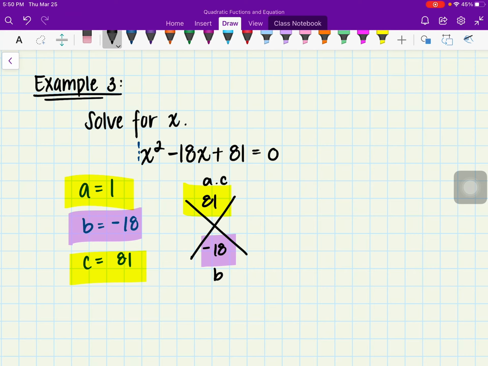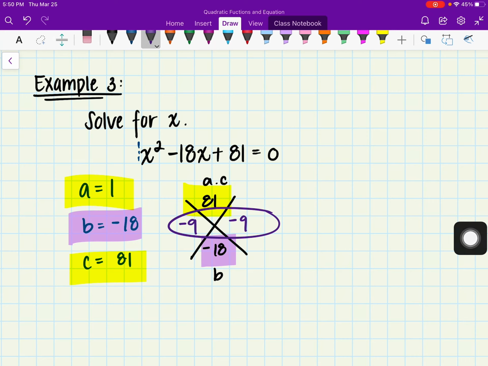So in this case, we're looking for two factors that can multiply to 81 but add up to a negative 18. Those two factors in this case would be a negative 9 and a negative 9. If we multiply a negative 9 times a negative 9, we get 81. If we add them, we get a negative 18.